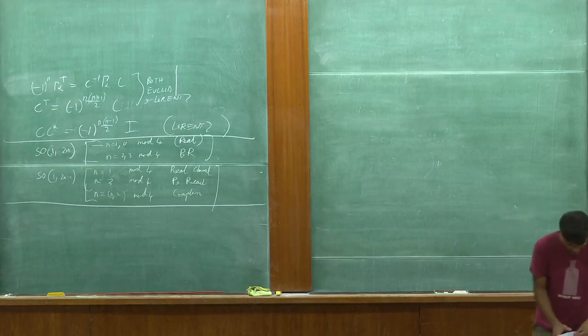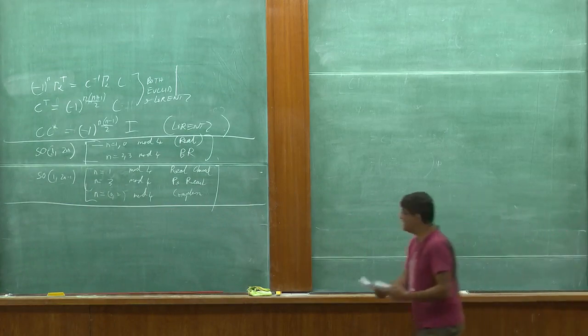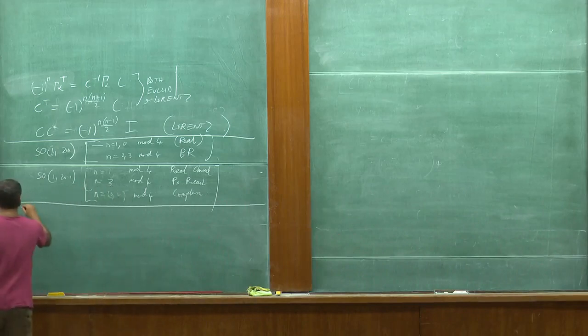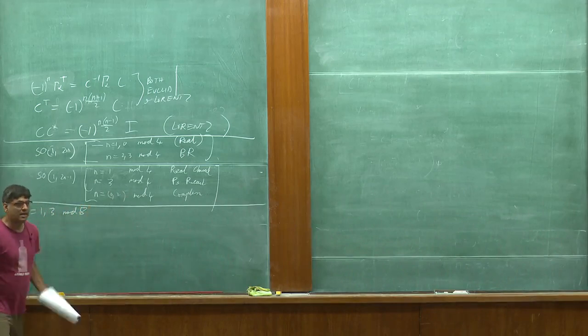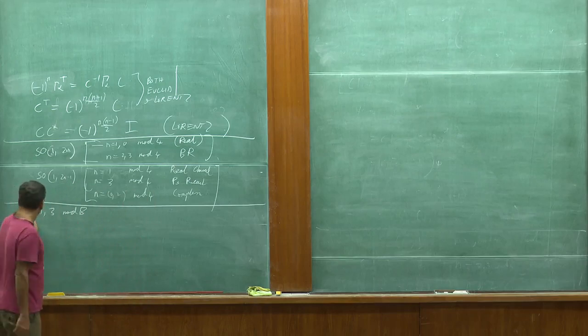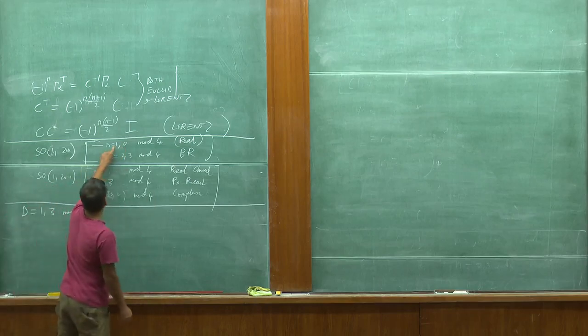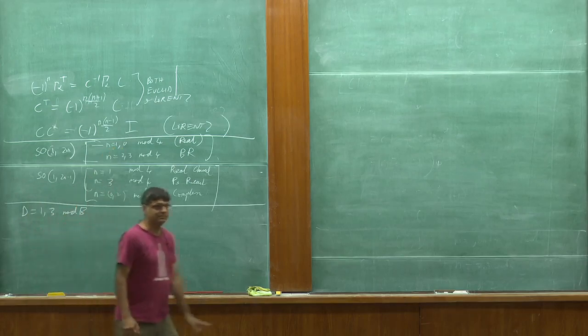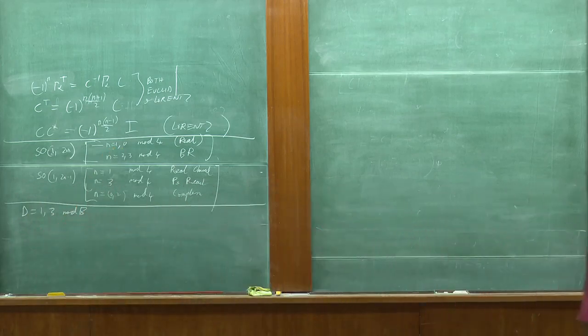I think I started with d equals 1, 3 mod 8. D is the full space-time dimension. This is the case n equals 0 or 1 here, because n equals 0 is d equals 1, and n equals 1 is d equals 3. So we're looking at quantum mechanics, or 3-dimensional quantum field theory, or 9-dimensional quantum field theory.